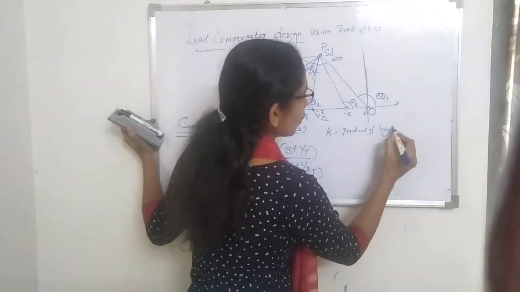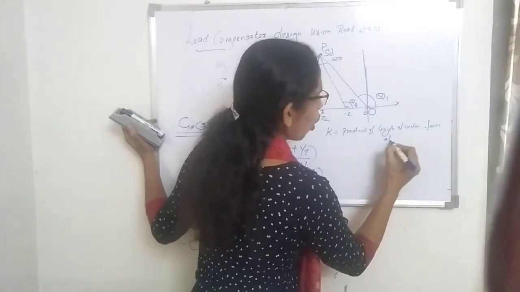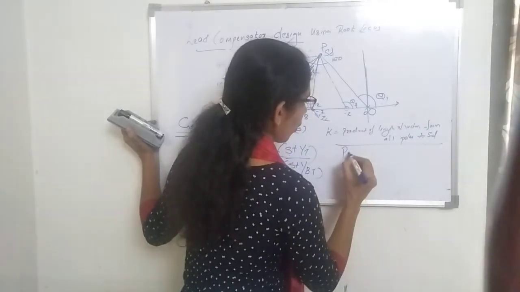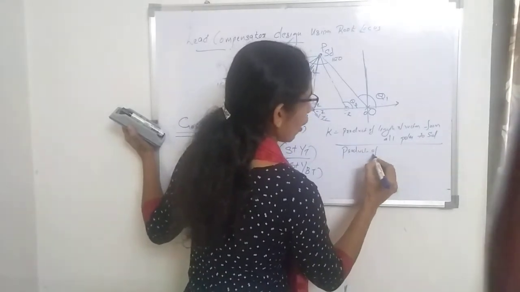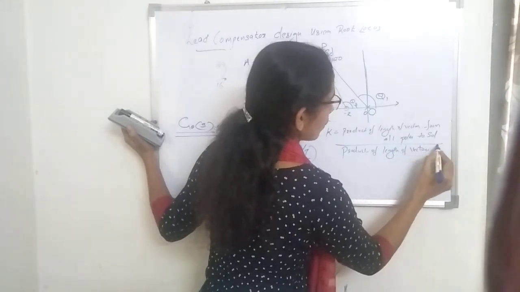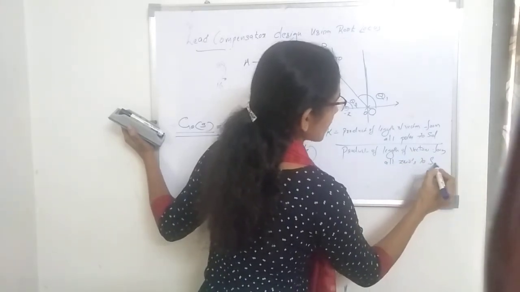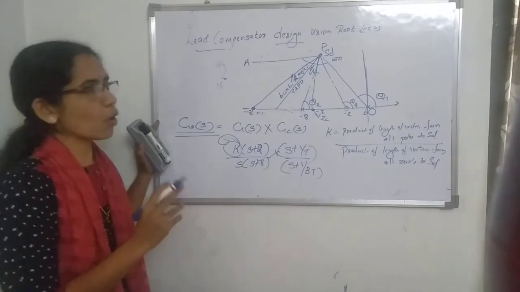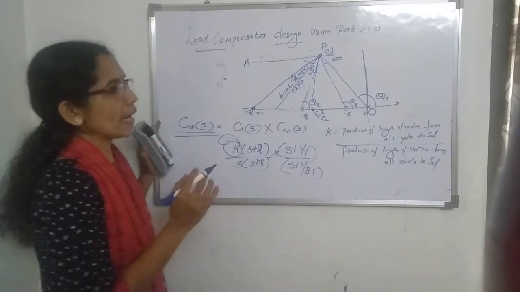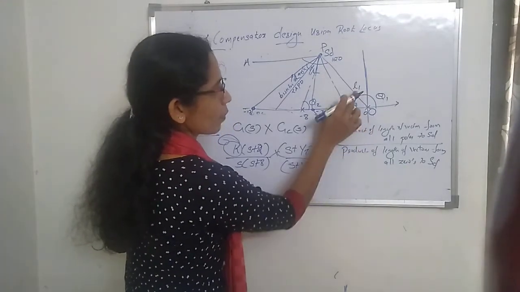length of vectors from all poles to SD divided by the product of length of vectors from all zeros to SD. Okay, product of length of vectors from all poles to SD divided by product of length of vectors from all zeros to SD. Let's consider here the poles are: 0 is a pole, that is L1.